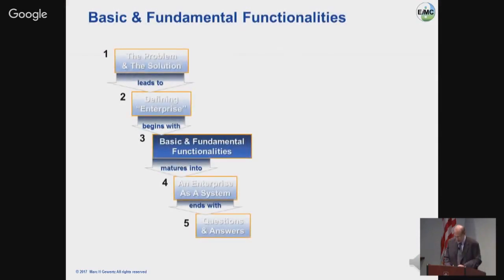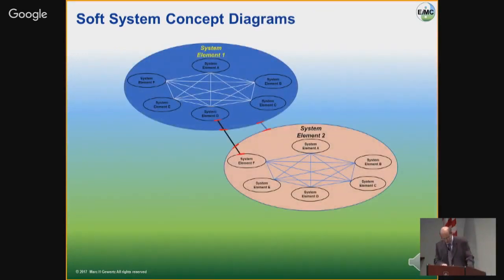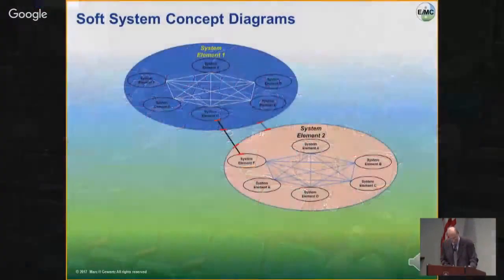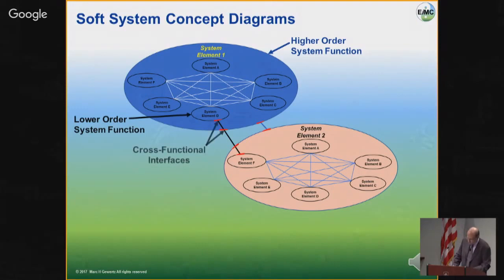Next, I will define the basic and fundamental functionalities an enterprise needs. To further define offerings and capabilities, I will begin by defining the basic and fundamental functionalities all enterprises need. I will do this employing another method of communicating and understanding socio-technical systems called soft system concept diagrams, part of the soft systems methodology developed by Peter Checkland, where systems of systems are represented by interconnected higher order system functions containing interconnected lower order system functions, with cross-functional interfaces at each system boundary through which all communications pass as inputs and outputs between the systems.